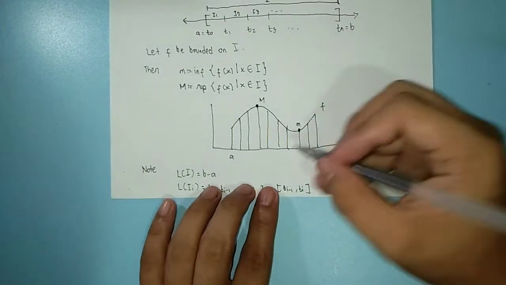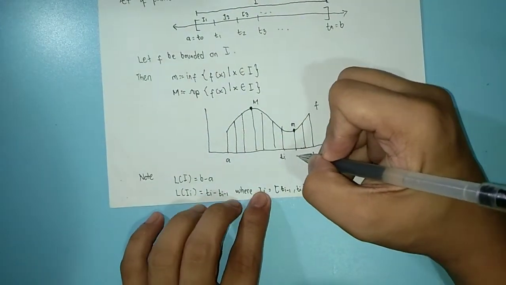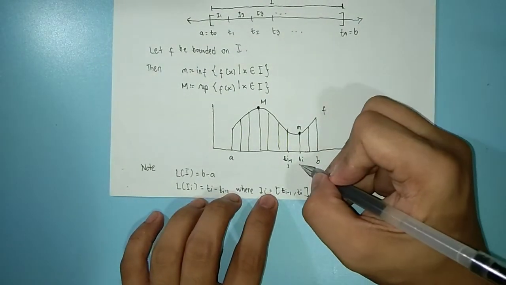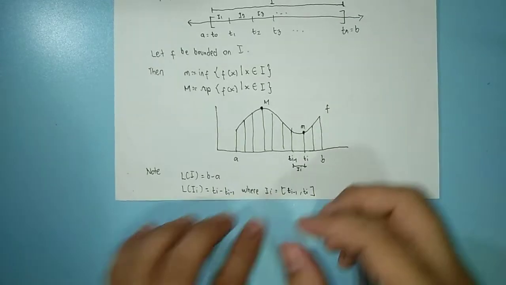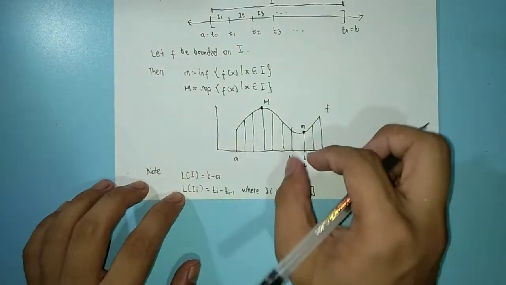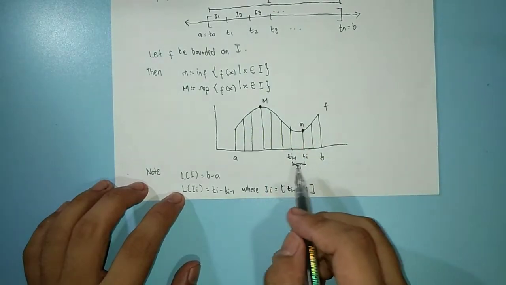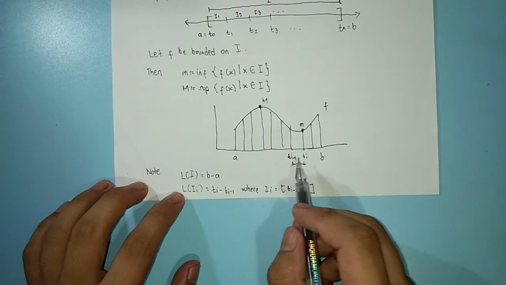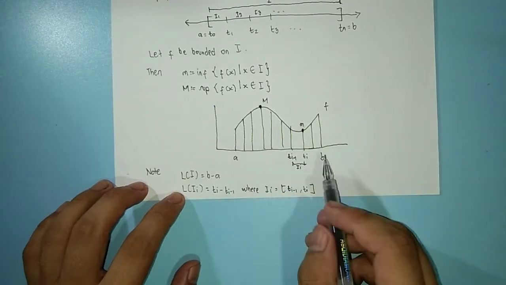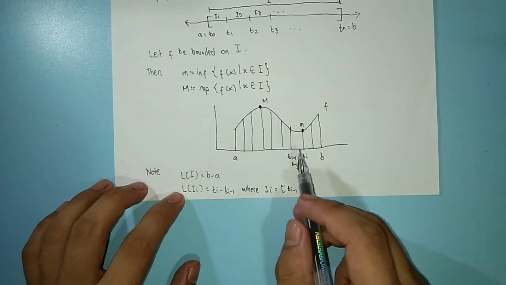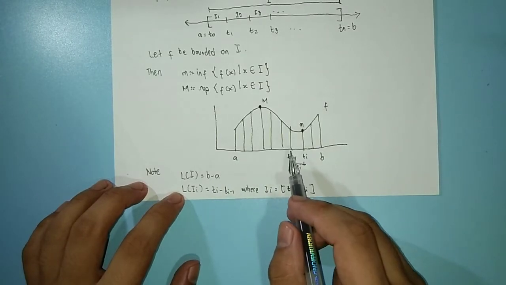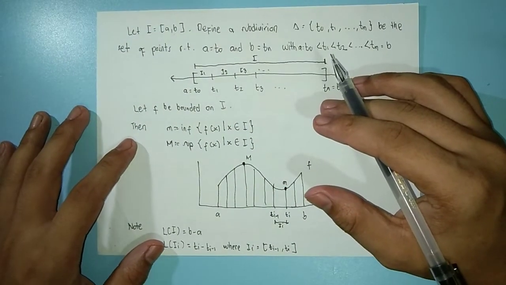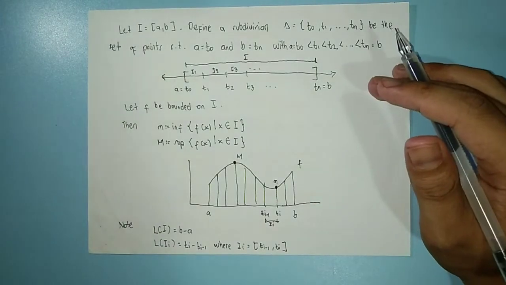So kung ipapakita ko yung itsura nito, let's say ito yung ating t sub i minus 1, tapos ito yung ating t sub i, then ito yung magiging I sub i natin, tapos yung length nito, that is t sub i minus t sub i minus 1. Kinuha lang siya sa idea nito. Yung length ng buong interval, that is b minus a. So gagamitin natin to for definition ng Darboux sum. Let's define upper Darboux sum and lower Darboux sum.